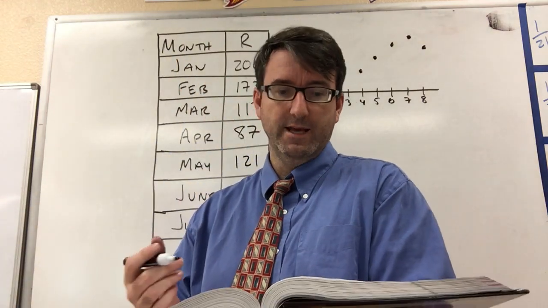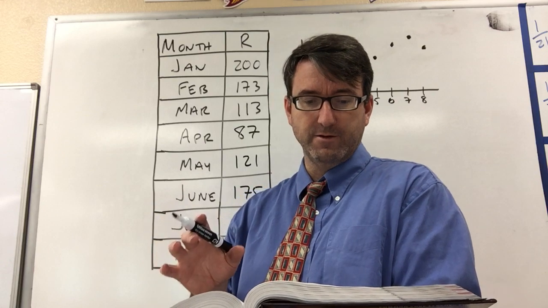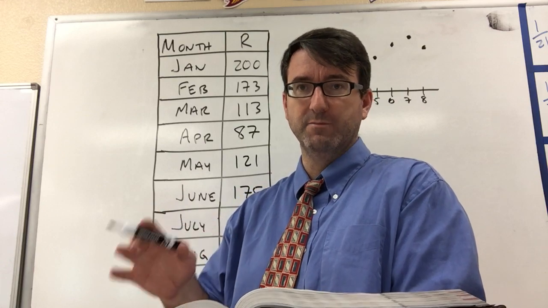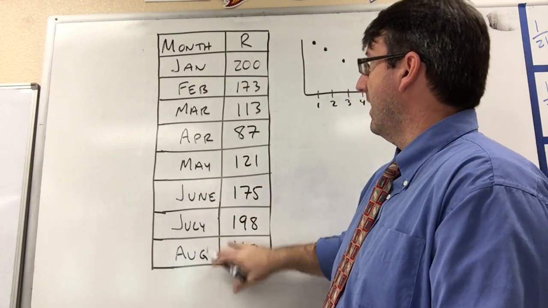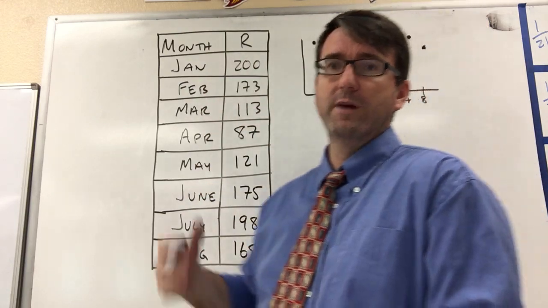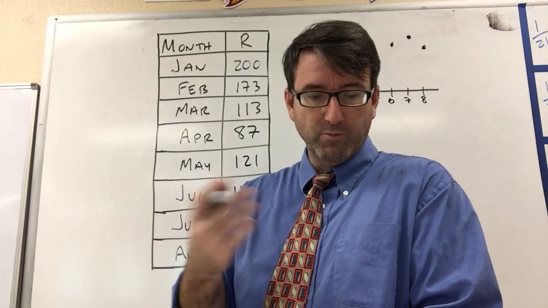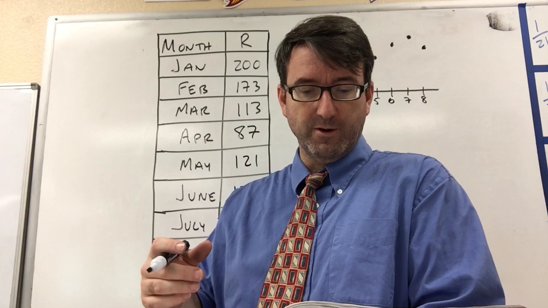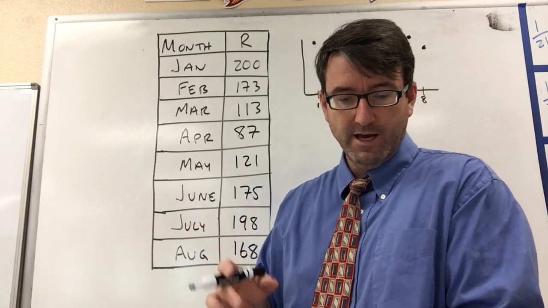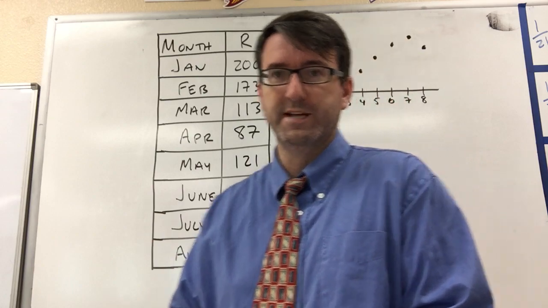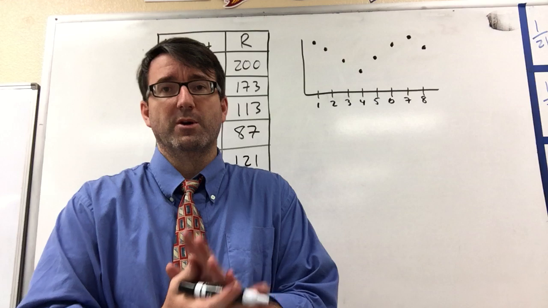All right, number 20 says the average number of reservations that a vacation resort has at the beginning of each month is shown. So this is that chart. We've got January through August and then the number of reservations at the beginning of each month. Write an equation of a sinusoidal function that models the average number of reservations using x equals 1 to represent January. So we want to create a sinusoidal model.